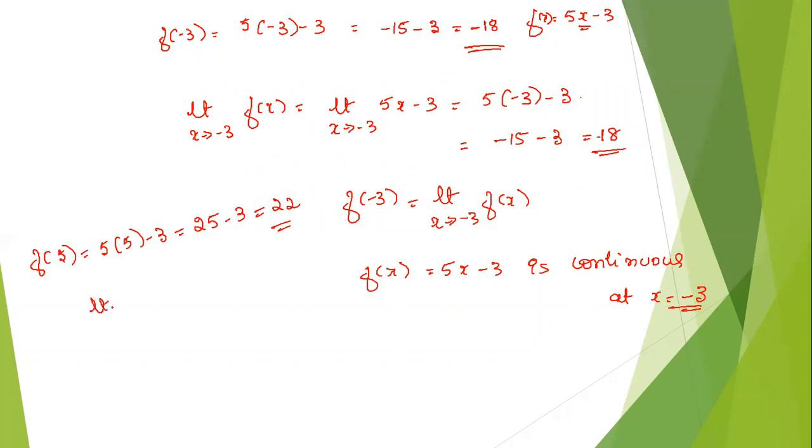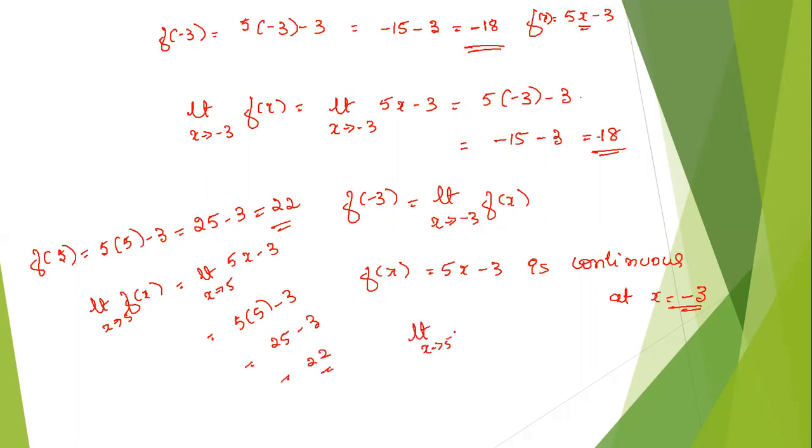And also the limiting value. What you get once you apply limit. Here also you get it. So what is our function? 5x minus 3. So if I apply the limit, then I get 25 minus 3, that is 22. So if you observe, limiting value of the function when x is close to 5 is the same as the functional value. So we say that our function is continuous at x is equal to 5 as well.